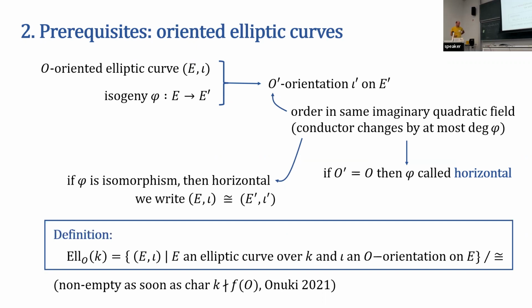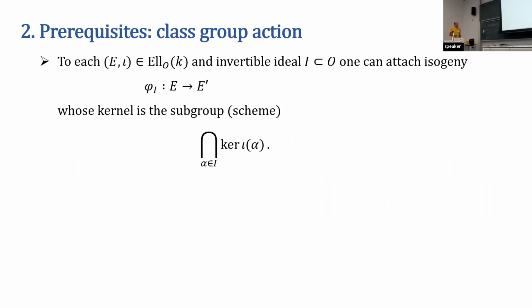This set is non-empty as soon as the characteristic of the field is not a divisor of the conductor of your imaginary quadratic order. Okay, so bottom line, oriented elliptic curves are elliptic curves together with an embedding of this imaginary quadratic order O in their endomorphism ring. Okay, and then there's this class group action. This is an action by isogenies. This is also not very important.